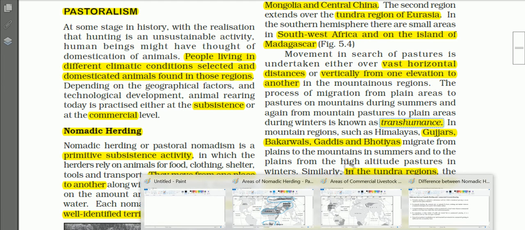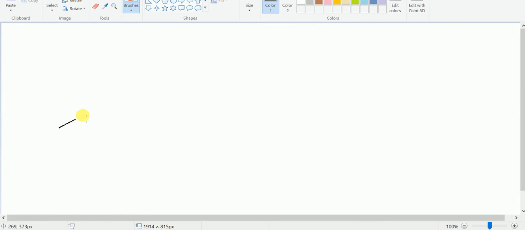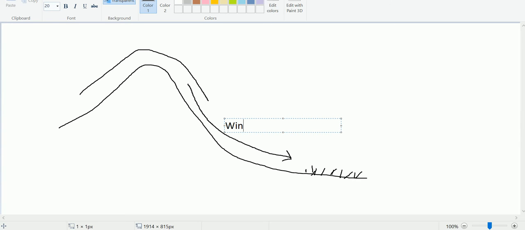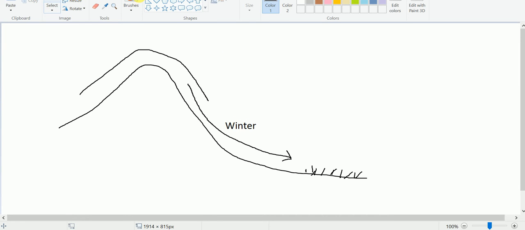Let me tell you here. Let us say this is a mountainous area. We know that the mountain tops are covered with snow in winter, and that is why the nomadic herders will get down the slope of the mountain and graze their animals on the plain areas. So this is in winter season. In winter season, the nomadic herders will climb down the slope of the mountain and graze the animals in the plain areas.